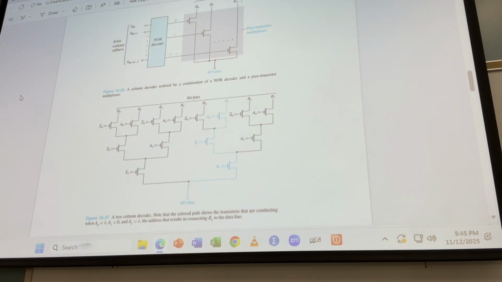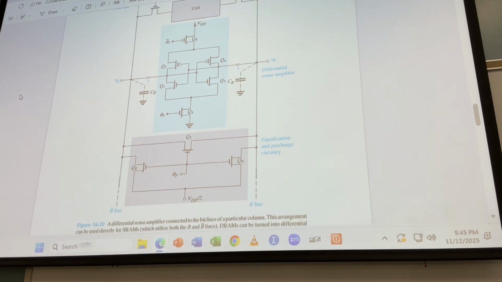This is the decoder. We already talked about the decoder. This is the one. This is what we want to discuss today.